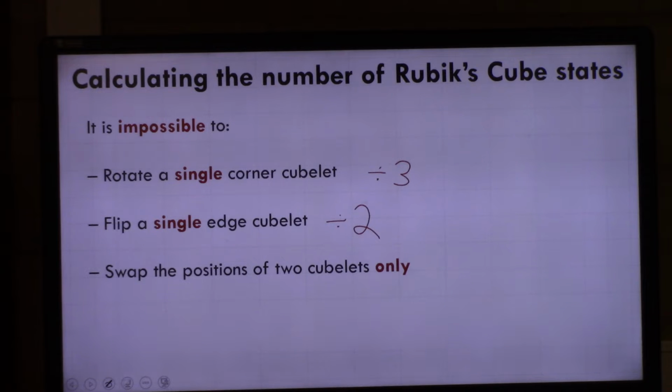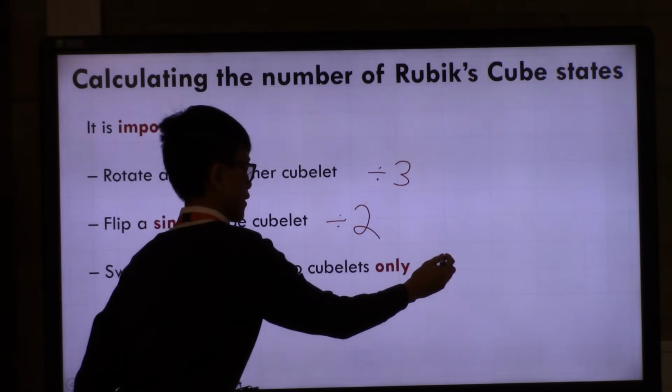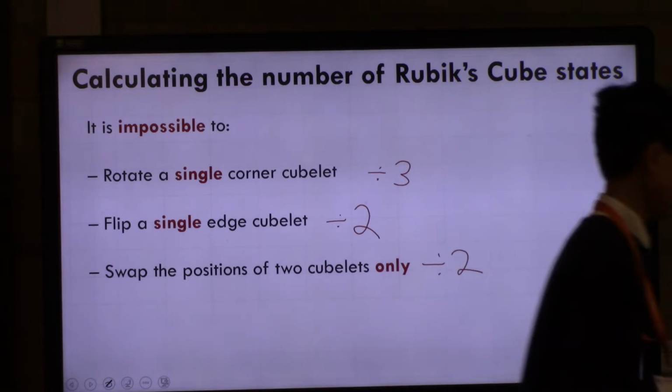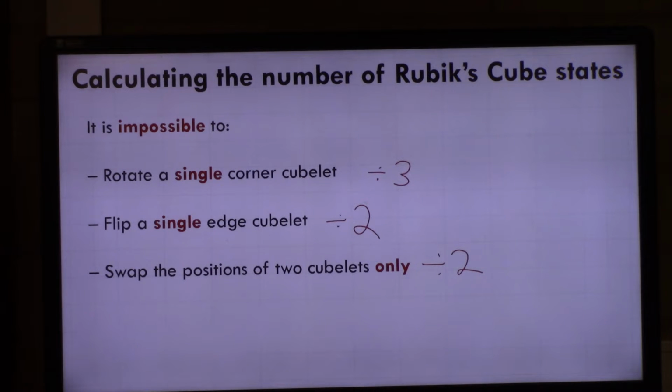And at the end here, we can only have cublets with the same position. You can't swap 2 over. So that means half of the possibilities that we thought of before aren't possible. So that'll be divided by 2 again. It might be a bit clearer if I show you on the cube. If I can get that up.